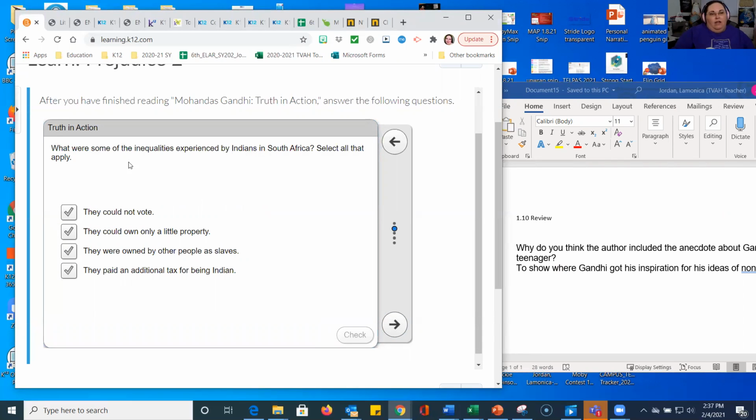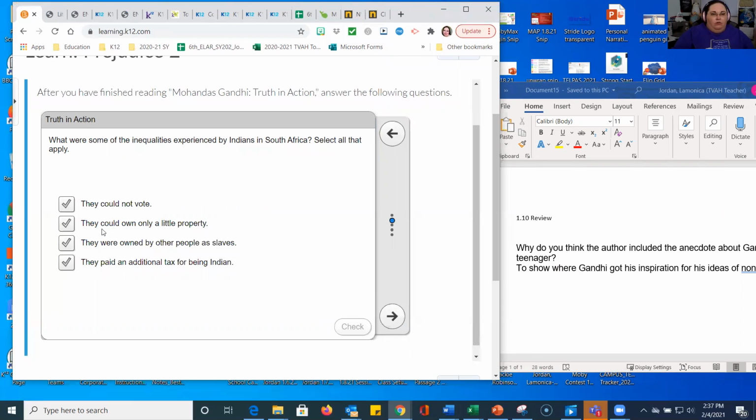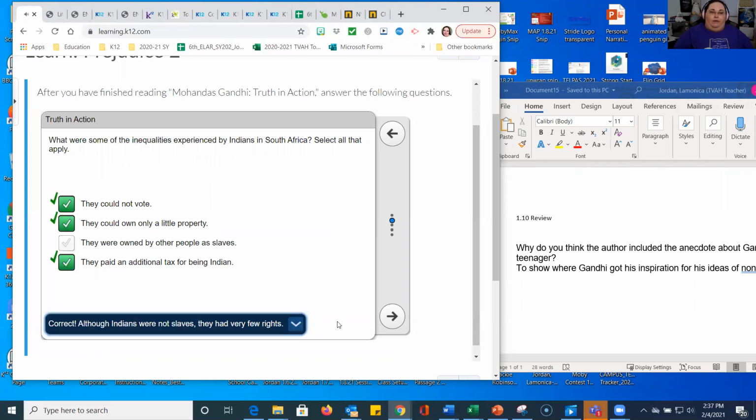What were some of the inequalities experienced by Indians in South Africa? Select all that apply. Okay, they could not vote. They could own only a little property. They were owned by other people as slaves. They paid an additional tax for being Indian. Well, I don't think they were allowed to vote. Let's check. I got it right.